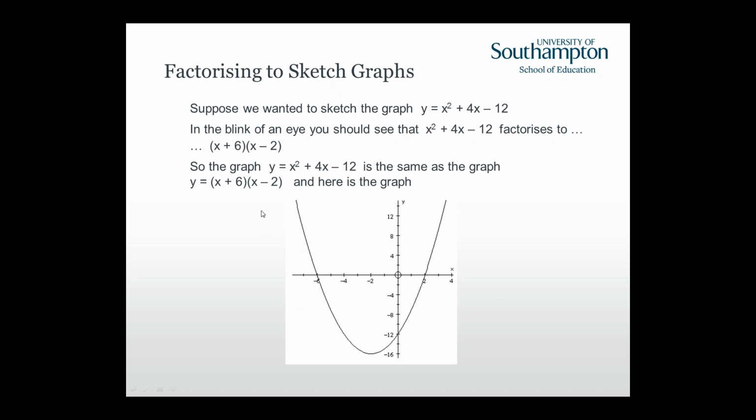Generally, at AS level, you're only asked to sketch graphs showing the key points. Now, the key points are the x-intercepts, which we find by solving, and the y-intercept, which we can see is when x equals 0. So on the y-axis, x is 0 all the way along. So if x is 0, that bit's 0, that bit's 0, so it must cross at y equals minus 12. So we're expected to just mark those 3 points on.